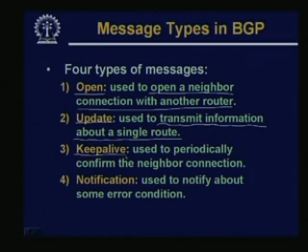And in order to keep a connection intact or alive, there is a keep alive message type which is used to periodically confirm the neighbor connection, which means that if two routers are neighbors, they must send this keep alive message periodically to each other. So, they know that the other side is active and is listening to whatever I am saying. So, this keep alive message keeps the connection up and active.